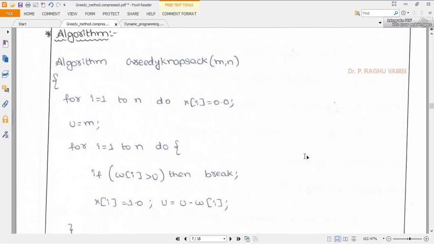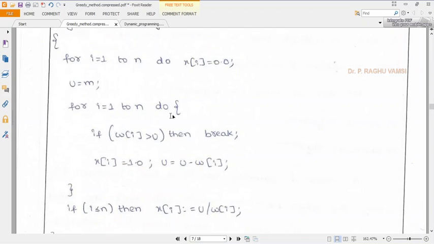So the greedy knapsack problem example is like this. The algorithm will look like this. For i equal to 1 to n, do xi is equal to 0.0, u is equal to m, and for i equal to 1 to n, do: if the weight is greater than u, then break. Otherwise, you consider that item and subtract its weight from the remaining capacity. So whenever it reaches 0, obviously you don't need to consider the particular weight.